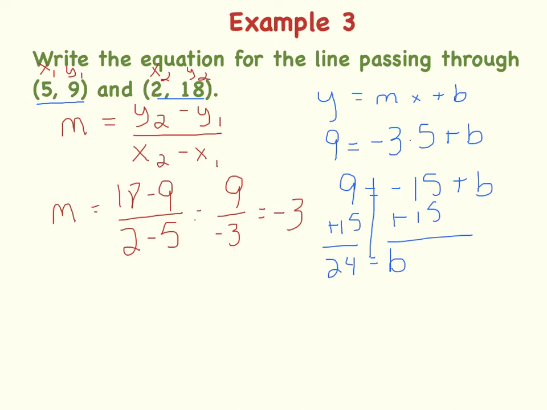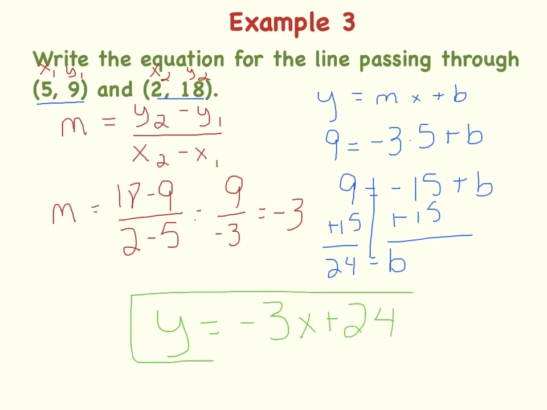Our final equation is going to look like this: y equals -3x plus 24. If we had chosen (2, 18), substituted our numbers in, we would have ended up with the same equation because those are both points on this line. Okay, now you try some.